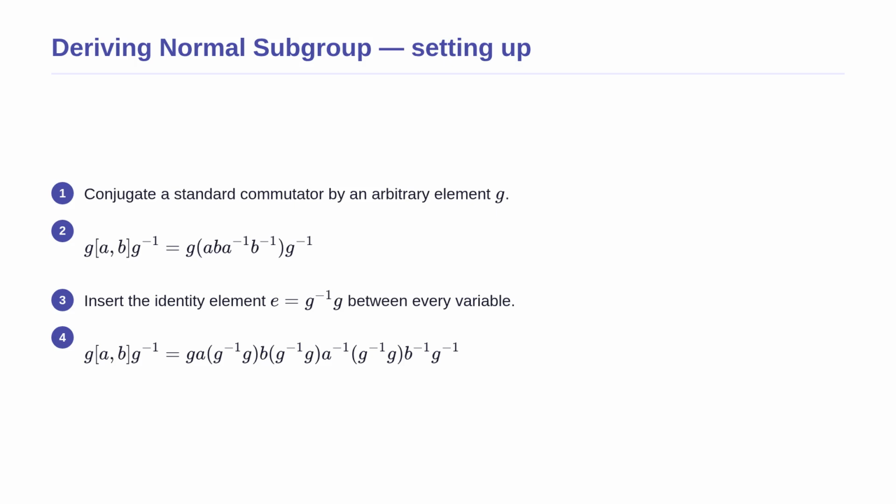We start by writing out the conjugation of a standard commutator by an arbitrary group element G. We simply expand the definition of the commutator inside the parentheses, placing G on the left and G inverse on the right. To move forward, we use a clever algebraic trick. We insert the identity element E between every single variable inside the parentheses. Since E is exactly equal to G inverse times G, we can place this combination between A and B, between B and A inverse, and so on. This sets up our next crucial step.